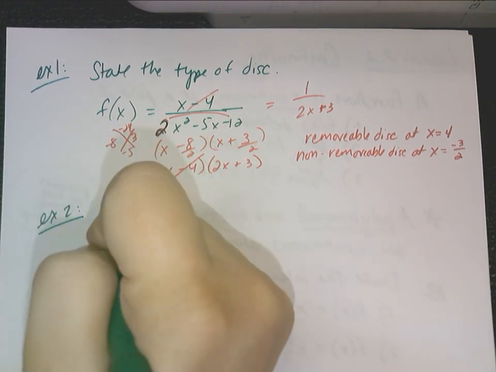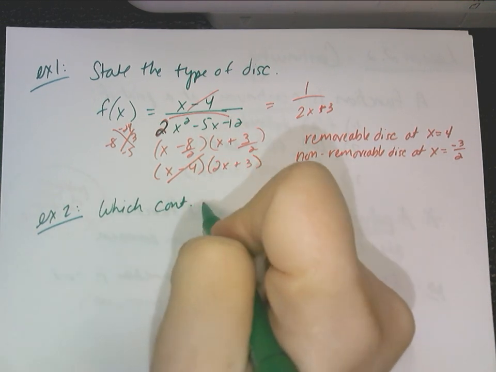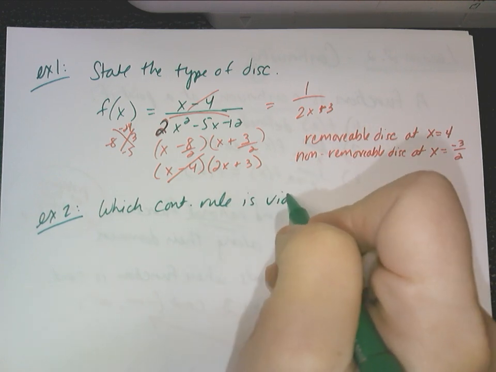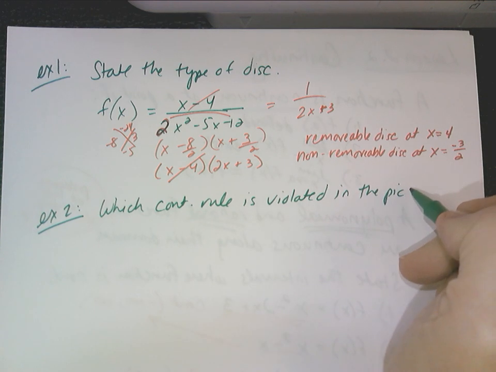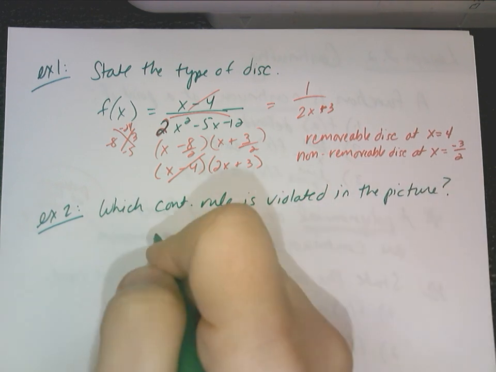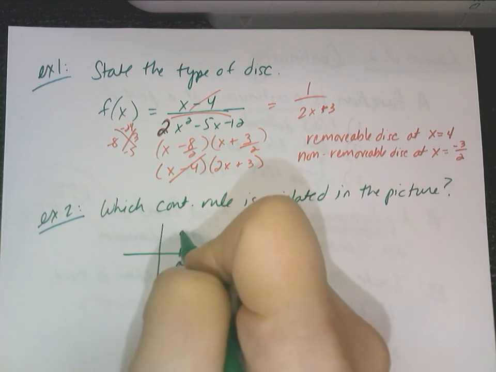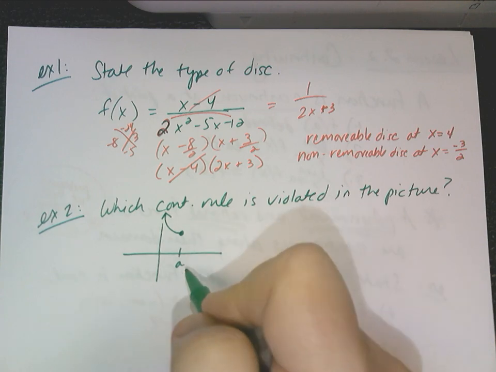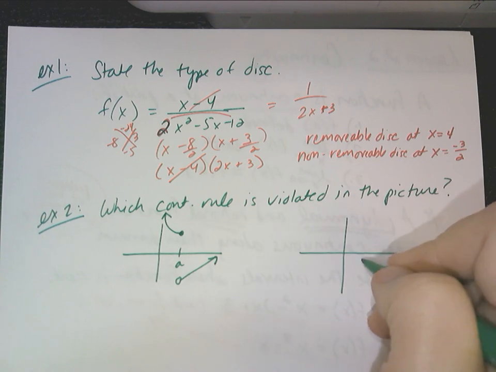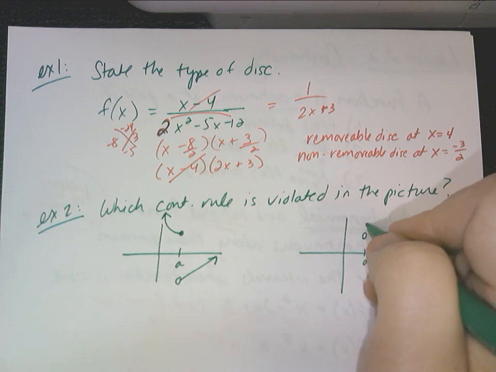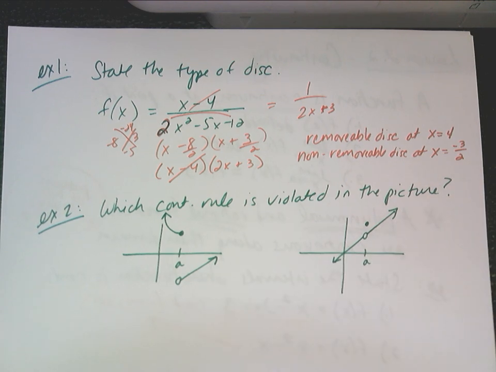Example 2. And this goes to, Will, what you were talking about. Which continuity rule is violated? These are the words they use in the quiz. In the picture. So here's a point A. Here's a graph, and then here's a graph, and then I'm going to draw another picture here. Here's the point A. Give you a minute to draw that.